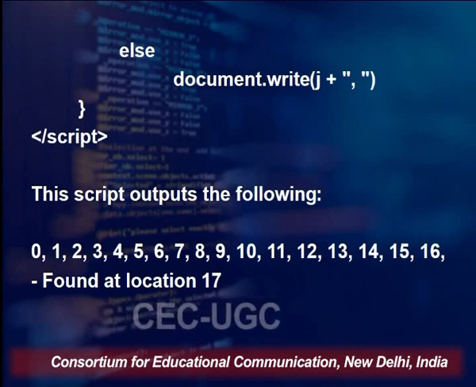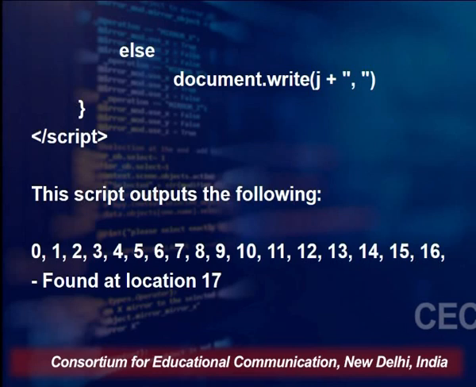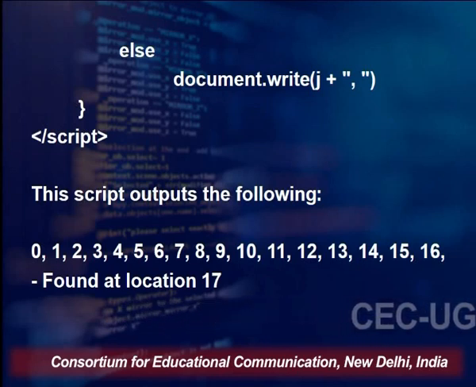Otherwise it will simply print the index. So till the time the word needle is not found, it will keep on printing the index, that is the value of j. When the needle is found, it will give the location at which it is found. So this is the output that this program is going to give.